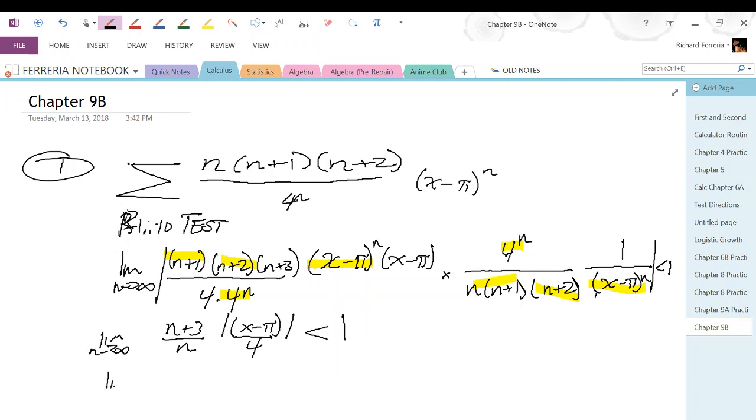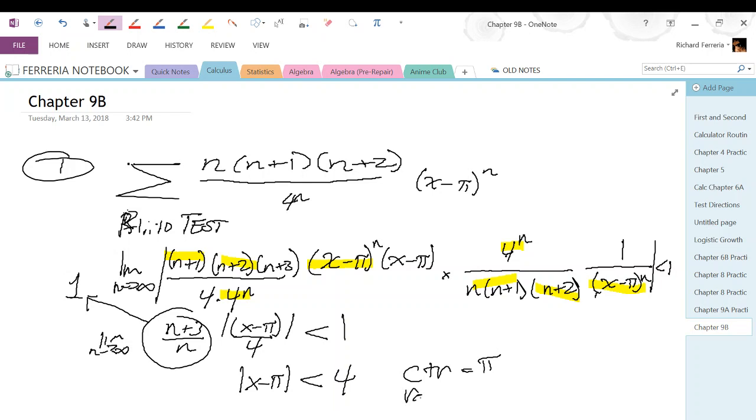Okay. Simplify that, limit as n approaches infinity. Well, this limit right here goes to 1. So that just leaves me with the absolute value of x minus pi is less than 4, meaning the center is pi and the radius is 4.